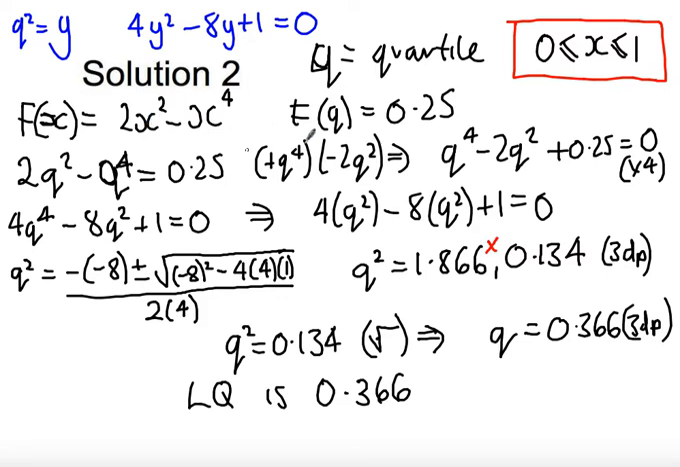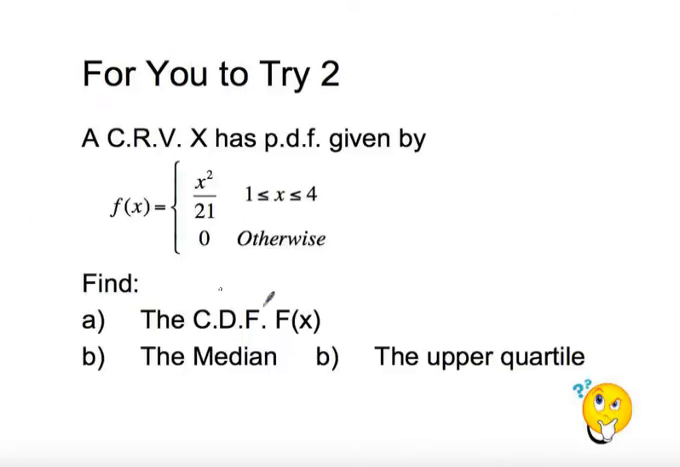Okay, so I hope you understood that, because now it's time for you to try one out. So we have the continuous random variable x. It has a probability density function given by f of x is equal to x squared over 21, defined between 1 and 4, and equal to 0 otherwise. So you're asked to find the cumulative distribution function, the median, and then the upper quartile. So at this point, pause the video, have a go at it yourself, and then once you've had a go, resume the video and check to see if your answer was correct.